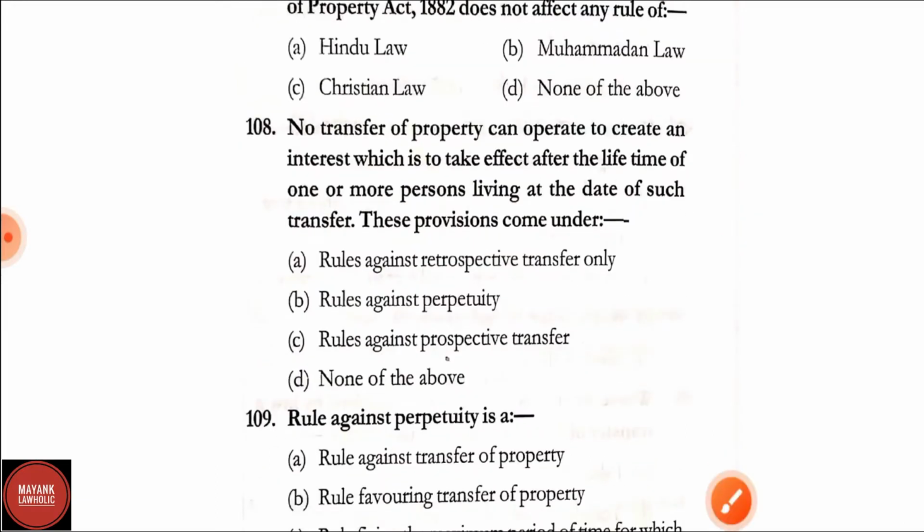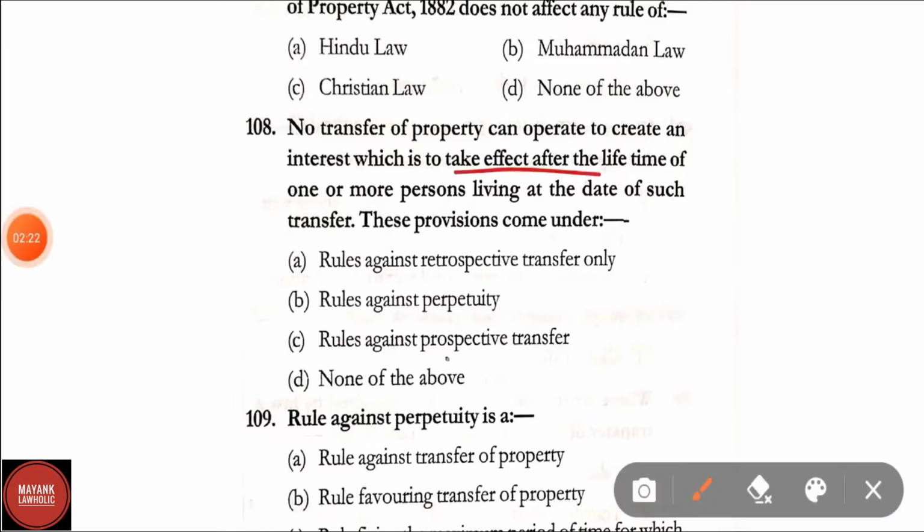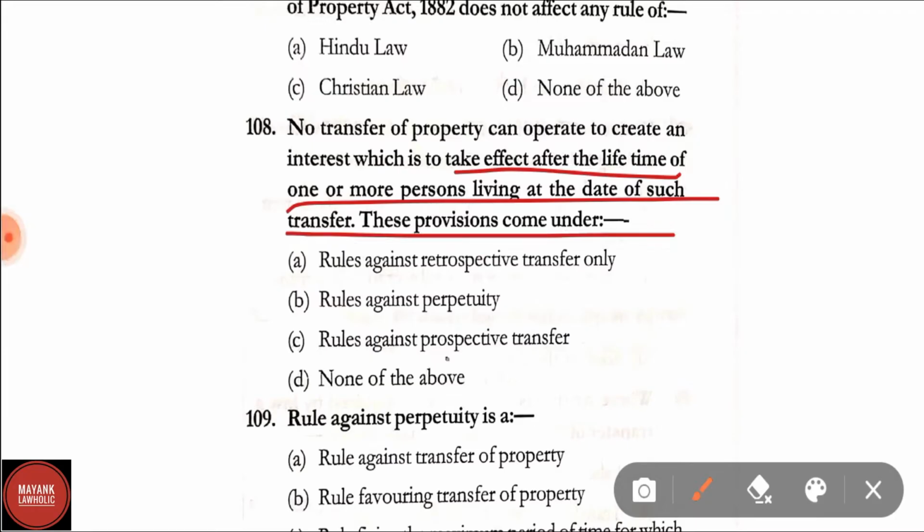Question number 108. No transfer of property can operate to create an interest which is to take effect after the lifetime of one or more persons living at the date of such transfer. These provisions come under rules against retrospective transfer only, rules against perpetuity, rules against prospective transfer, none of these. Correct answer is option B, that is rule against perpetuity.